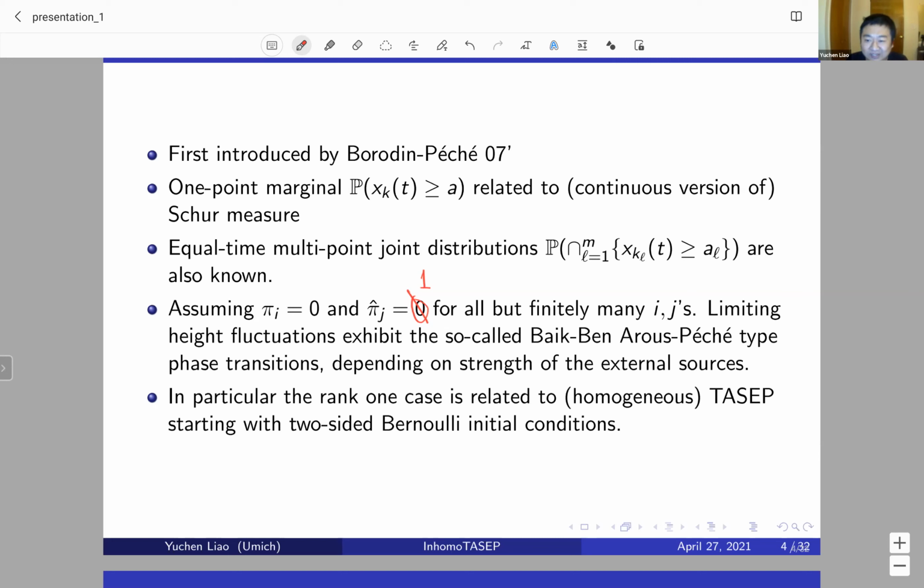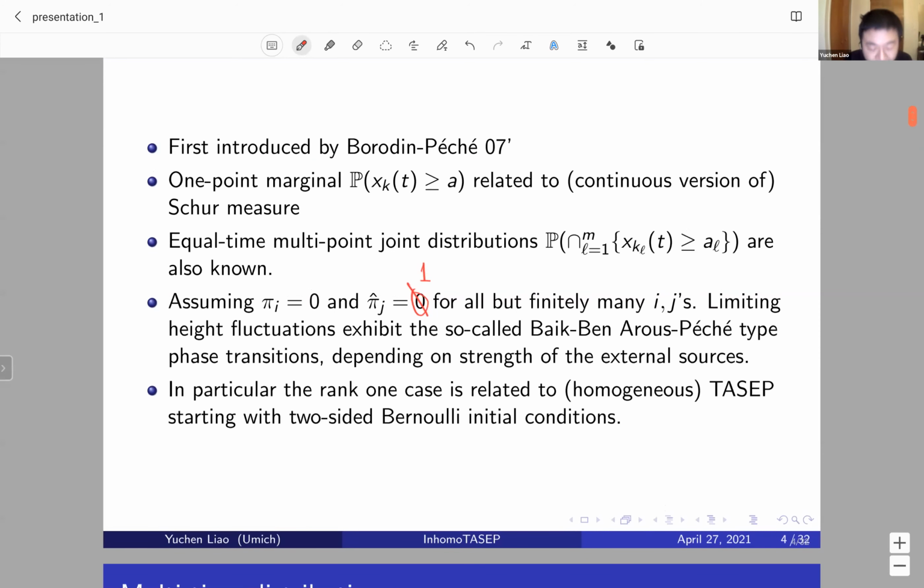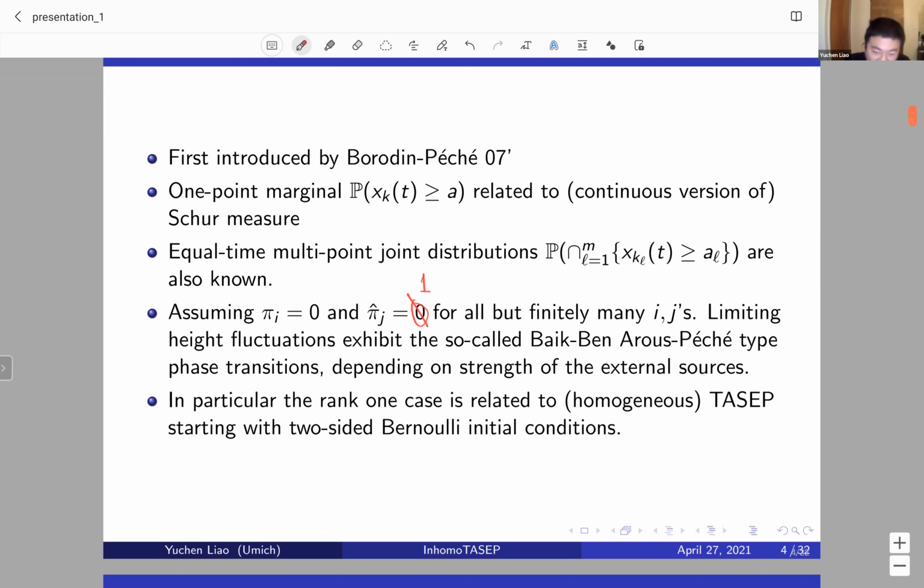So a particular case is when you put either one row and column with critical rates, then those things are related to TASEP started with Bernoulli initial data or two-sided Bernoulli initial data. So that's basically the models here.